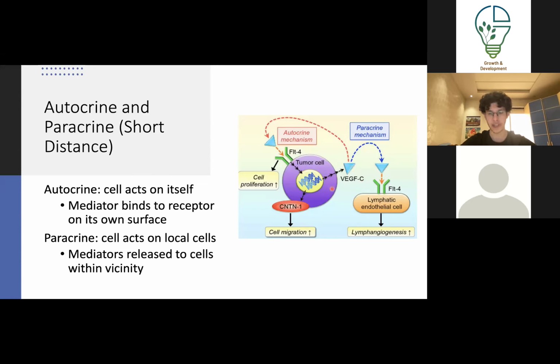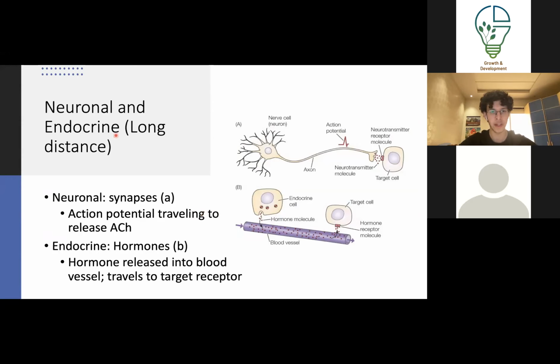You don't need to know specific examples, so please do not emphasize them. As long as you understand that this would be autocrine and this would be paracrine, that's good enough for me, and that's good enough for your exam. What about the long distance ones, the neuronal and endocrine? Neuronal, we said, involves neurons. So you have an action potential, it travels along the axon, releases neurotransmitters, and that hits your target cell. And then we have endocrine, which is basically hormones released into the bloodstream that reach the target cell.